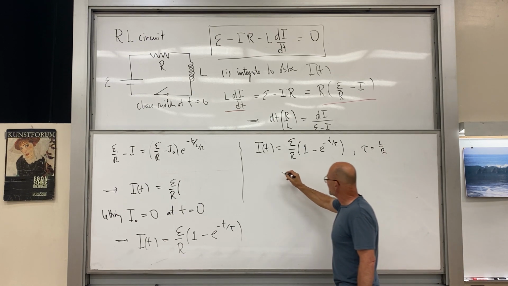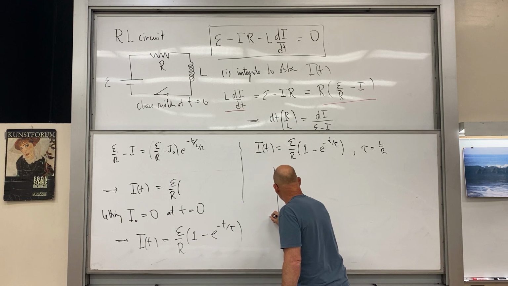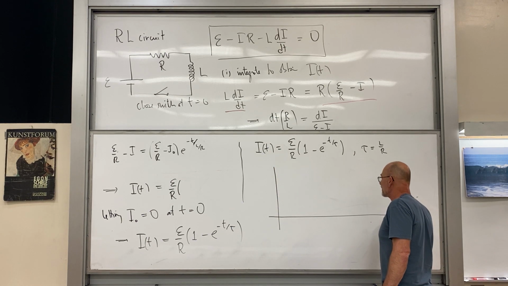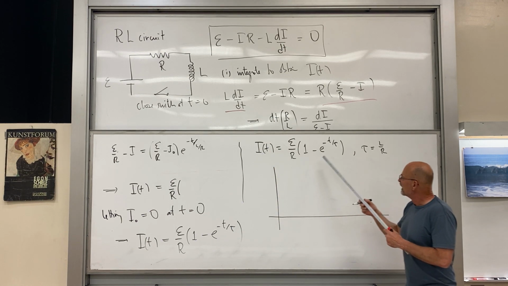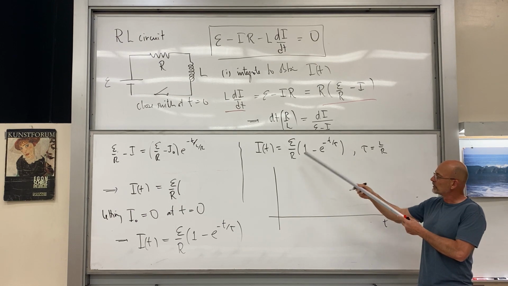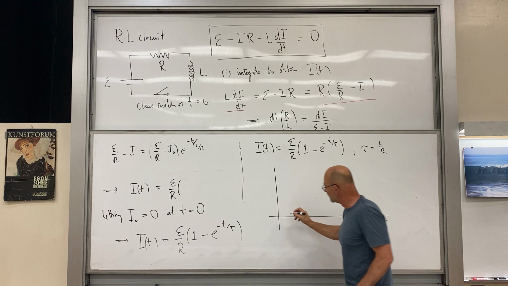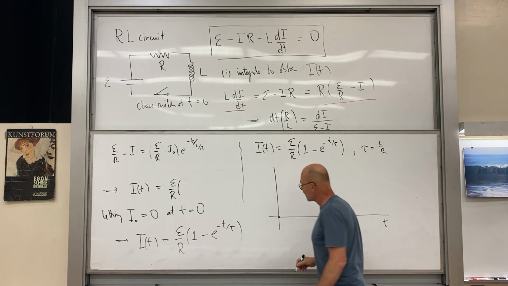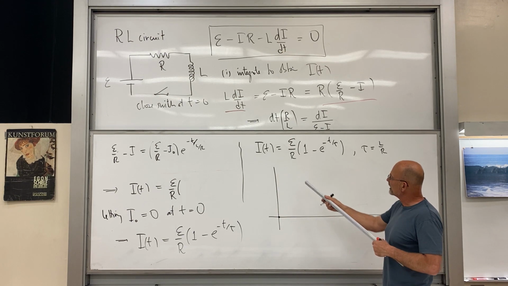And if you graph this, you'll see that when t is equal to 0, we have 1 minus e to the 0. 1 minus 1 is 0. So we're starting with 0 current. That's when we close the switch.